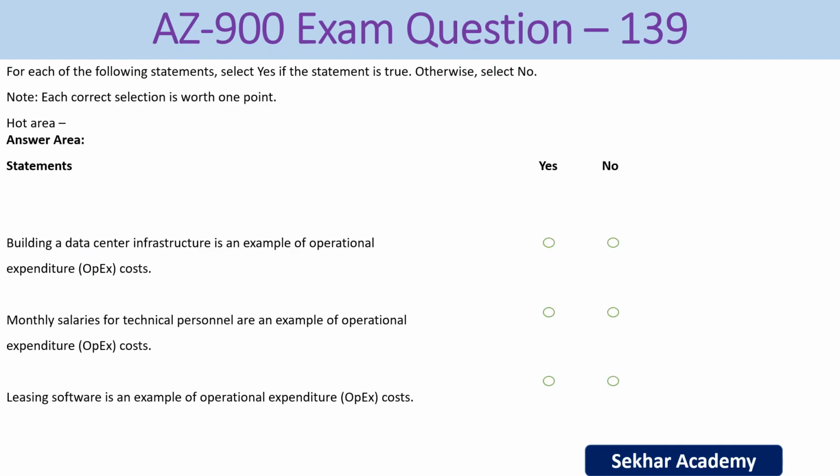AZ-900 exam question number 139. For each of the following statements, select yes if the statement is true, otherwise select no. Each correct selection is worth 1 point. In the answer area, we have 3 statements. Let's go to statement 1: Building a data center infrastructure is an example of operational expenditure cost.